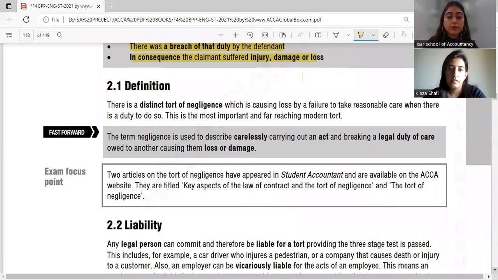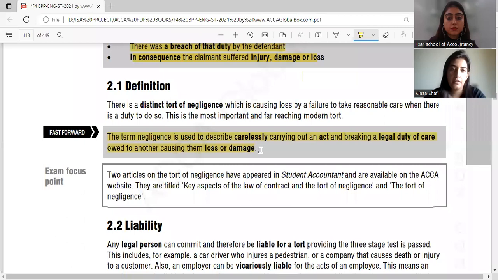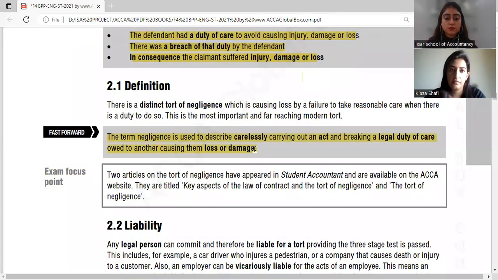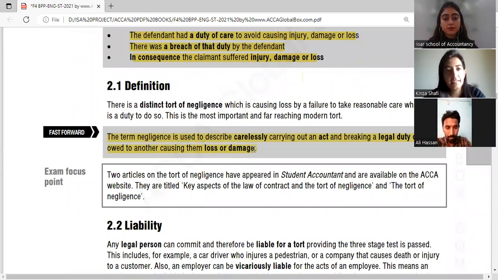Okay, next. Definition. Please read. The term negligence is used to describe carelessly carrying out an act and breaking a legal duty of care owed to another, causing them loss or damage.